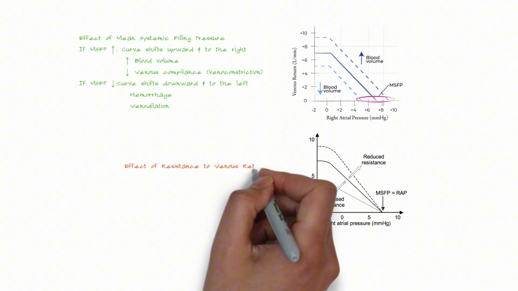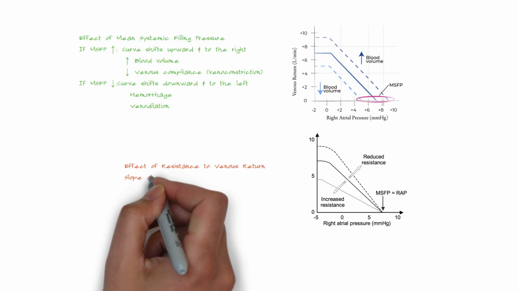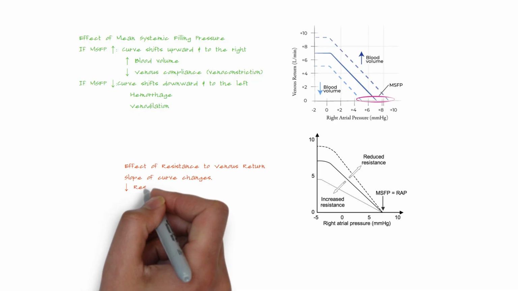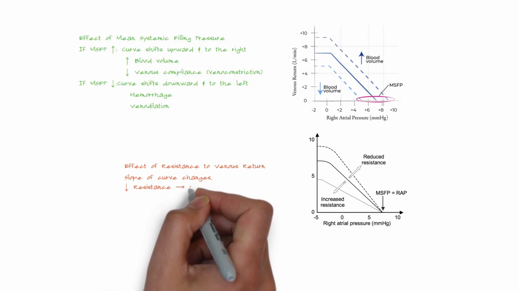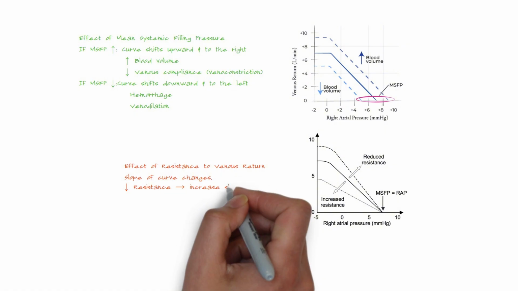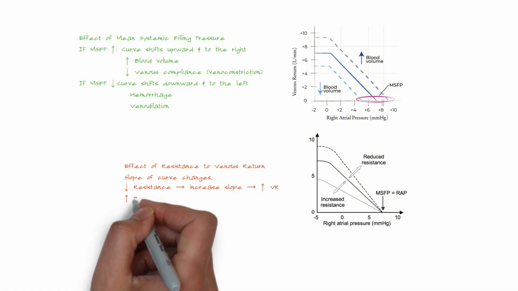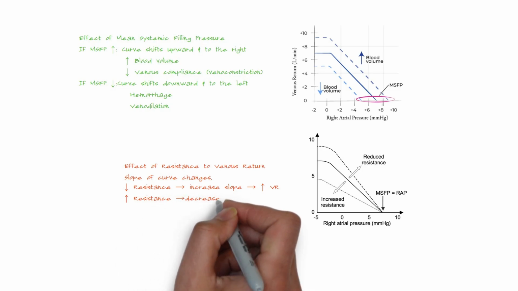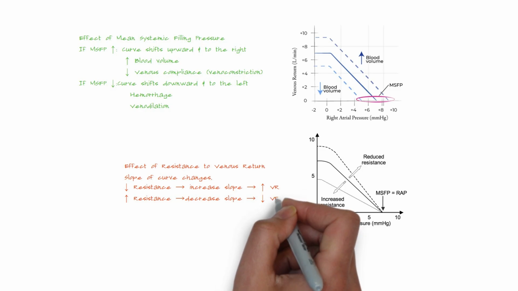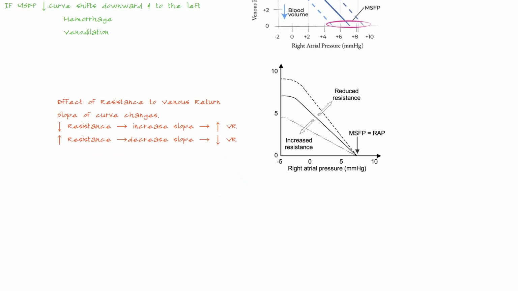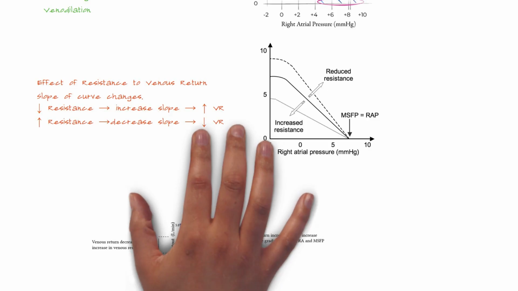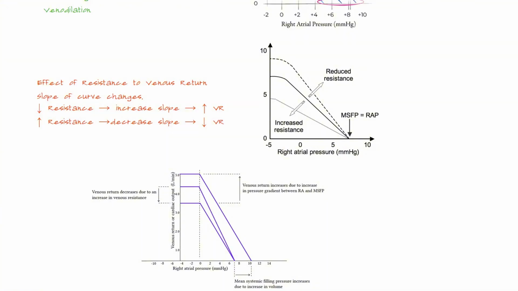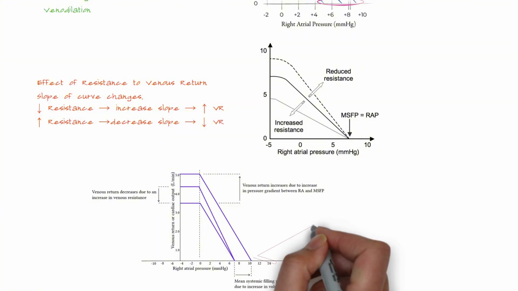Meanwhile, when the resistance increases, the venous return decreases and the slope decreases. Here, there is no shifting or change in the mean systemic filling pressure, so the intersection point remains constant, the same. So if we want to know whether the curve changed due to a change in the resistance or a change in the mean systemic filling pressure, only look at the intersection point. If it changes, the change in the curve is mainly due to a change in mean systemic filling pressure. If it does not change, the change is mainly due to a change in the resistance.